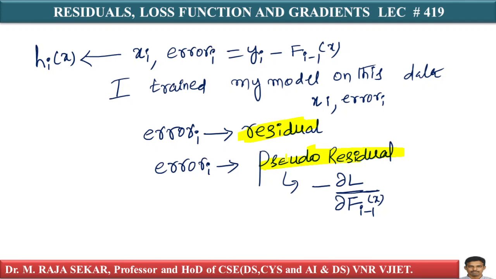Why? Because we have a result: negative gradient is proportional to residual. Therefore, instead of residual, what if I replace the error at any point i with the pseudo residual? And what is the pseudo residual? The pseudo residual is the derivative of the loss function with respect to fi minus 1 of x, that is minus dou L by dou fi minus 1 of x.